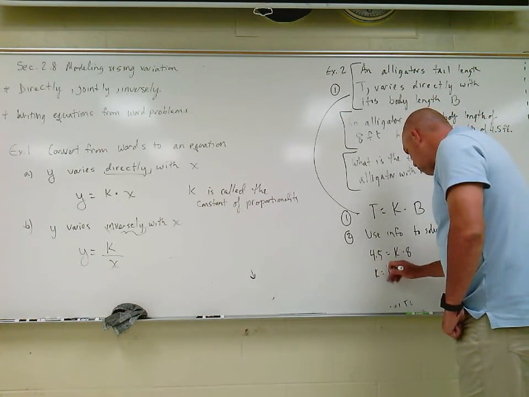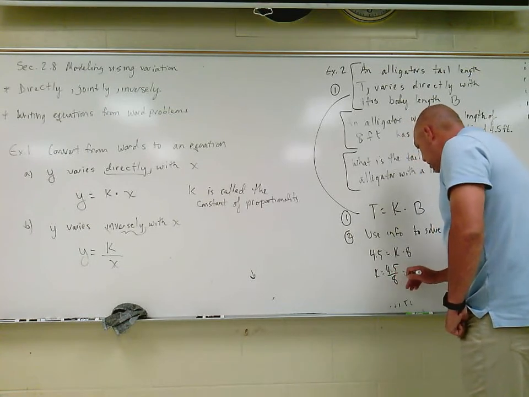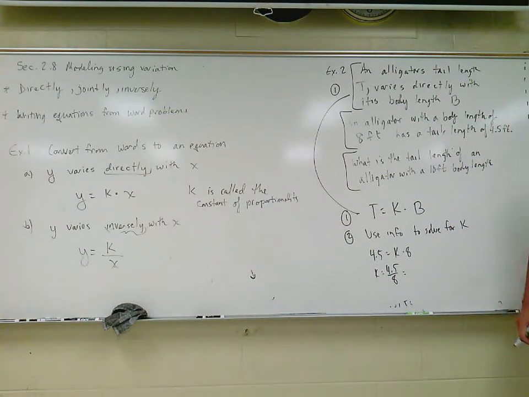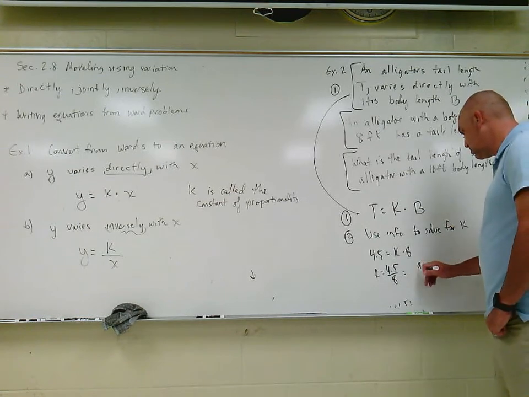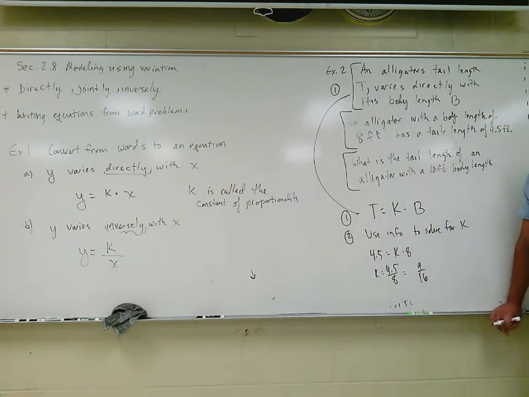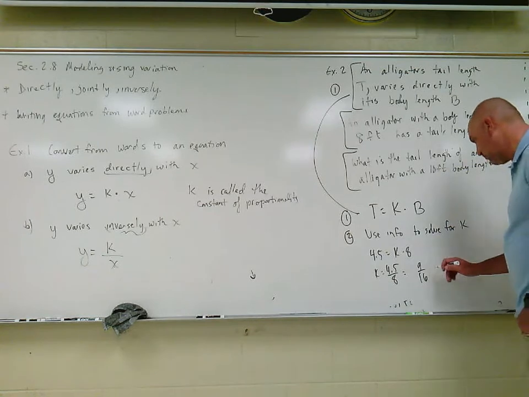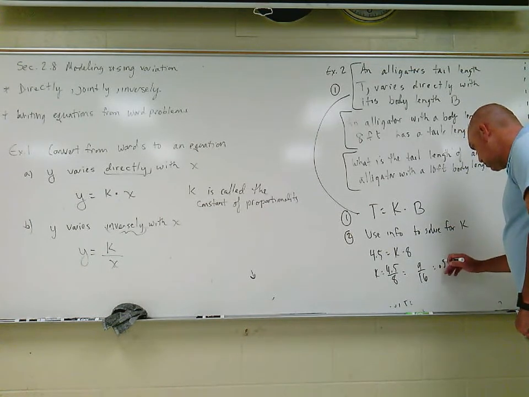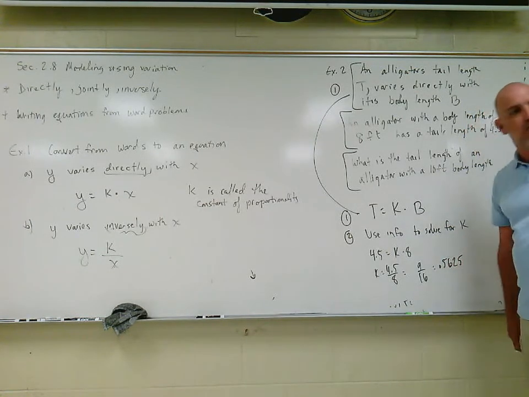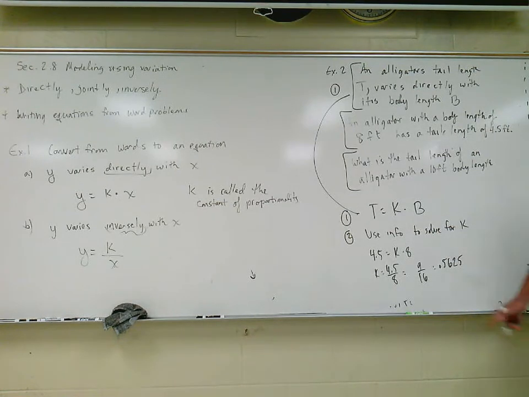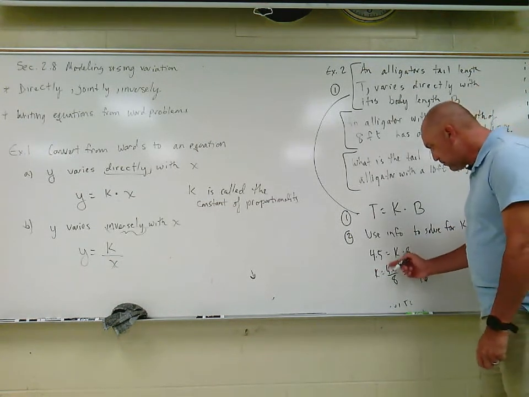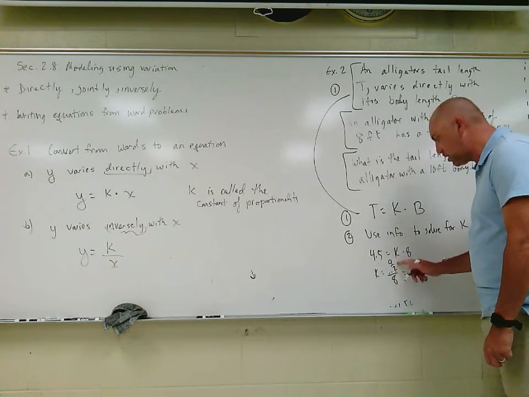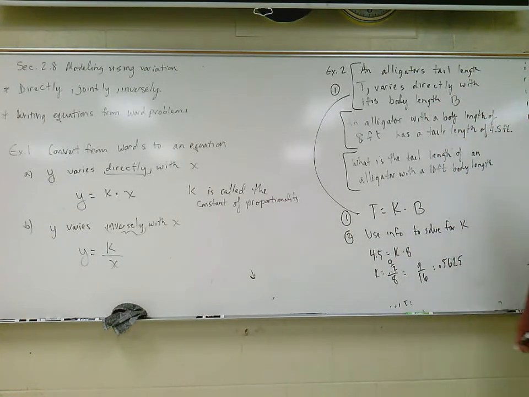So K is 4.5 over 8. I wouldn't leave it like that. Either make it a fraction or make it a decimal. The fraction is 9/16. Or get the decimal. What's the decimal? 0.5625. That's fine too. Okay? Again, how did I get this? 4.5 is the same as 9/2, and then I just dropped the 2 down there, 9/16. Okay, so either way.